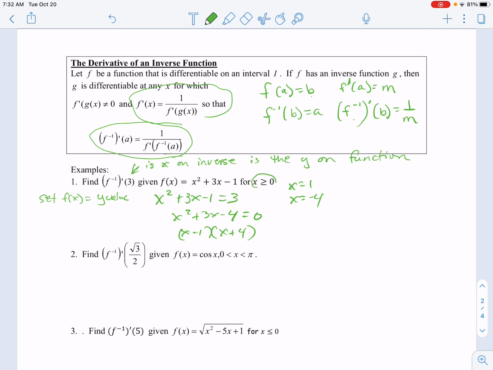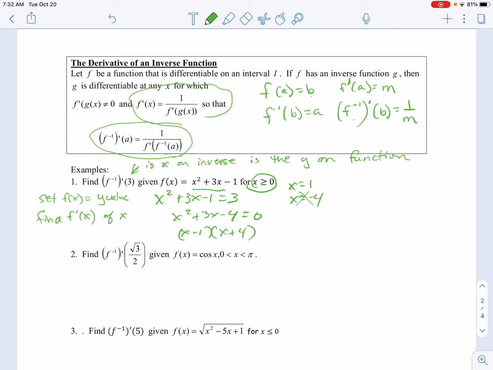My domain says x is greater than 0, so I can throw this one out, not because it's negative, but because it's out of the domain. All right, now find f prime of your x value.